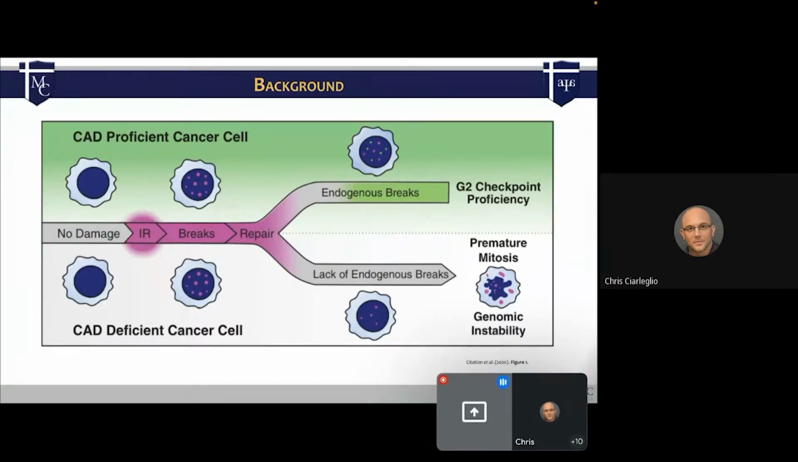With the cell with CAD, you can see, like I just said, there's no damage, and then there's the radiation, then there are the breaks, and then the repairs. So then CAD creates the DNA breaks, which leads to G2 checkpoint proficiency. In the CAD deficient cell, or the CAD knockout cell, there are breaks, but there aren't enough breaks, and then the cell just keeps producing DNA, which isn't viable, which then leads to cell death. So that's basically what the paper is talking about.